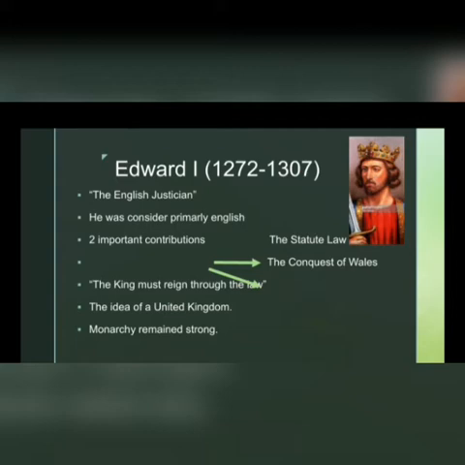He was the first English king that had the idea of a united kingdom. That's why he decided to invade Wales, Ireland, and Scotland. During his reign, the English monarchy remained strong, but the Parliament was rising in those times.